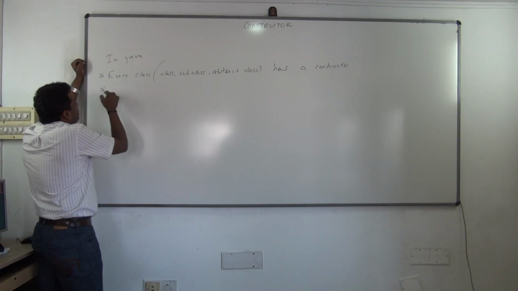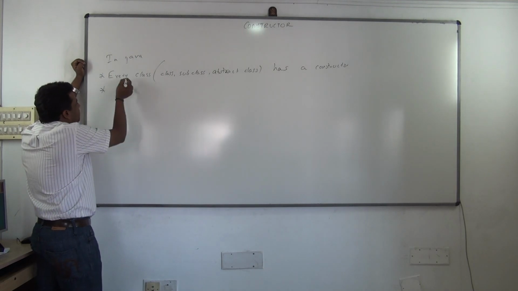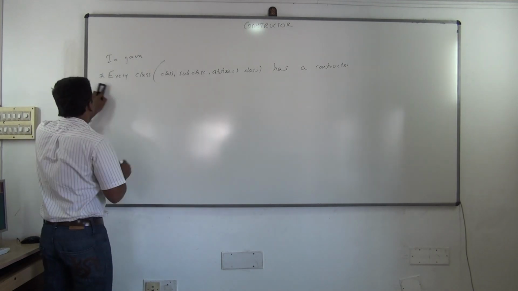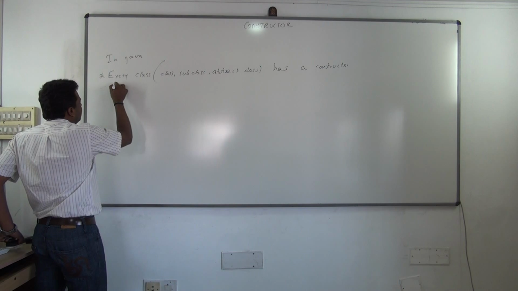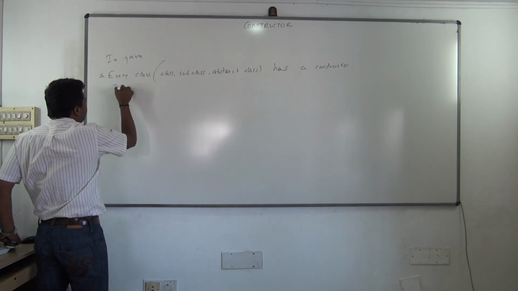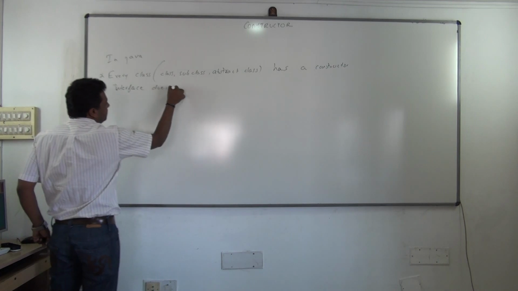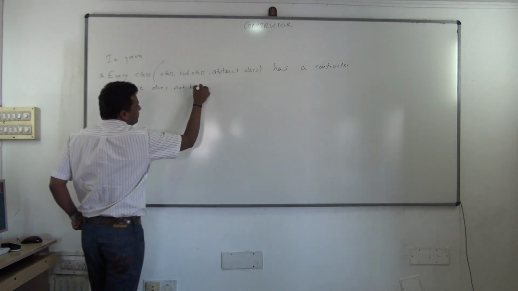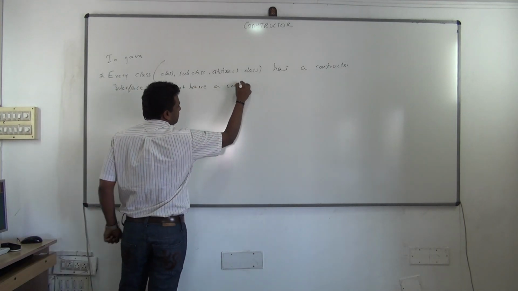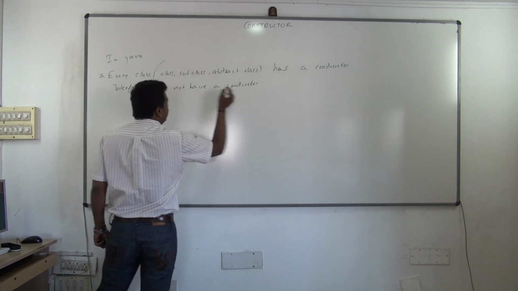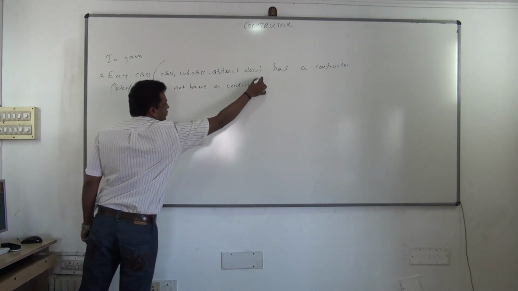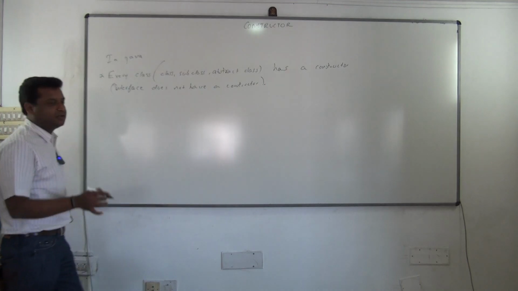Next point, and here we can take one sub point: an interface does not have a constructor. Anyway, interface is one more data type, and we'll be seeing it later. Interface does not have a constructor. This is one more point, or you can put it in brackets as a sub point, no problem.